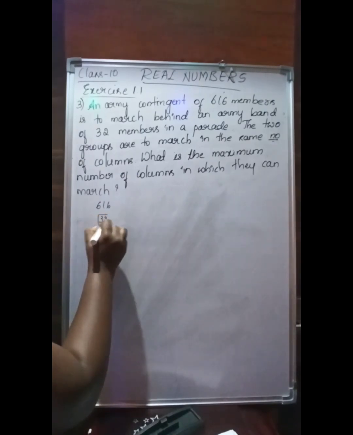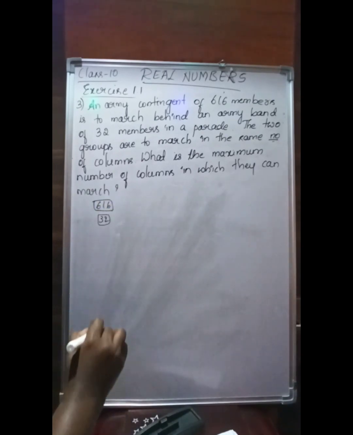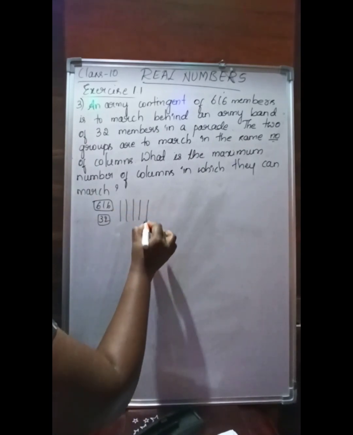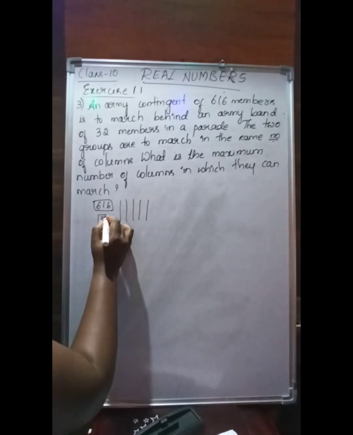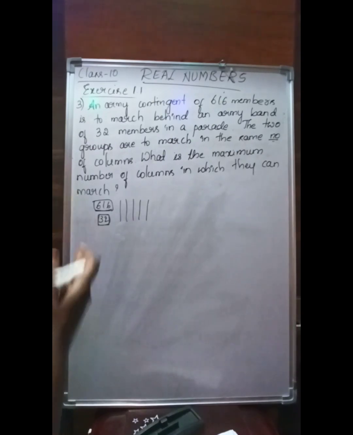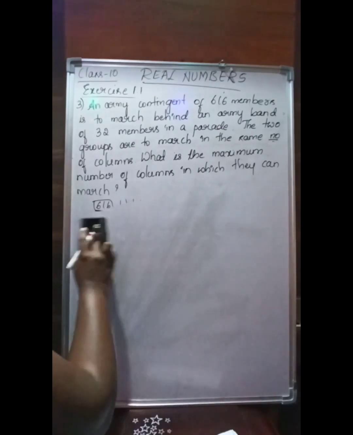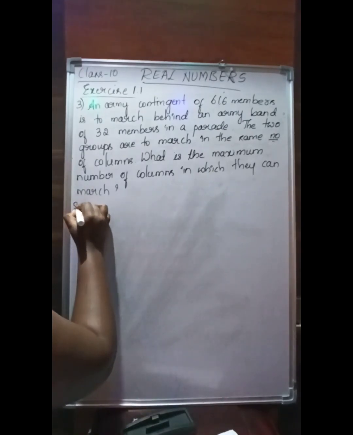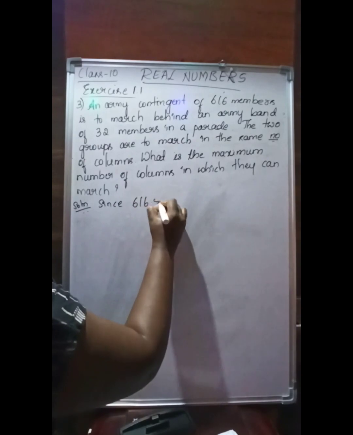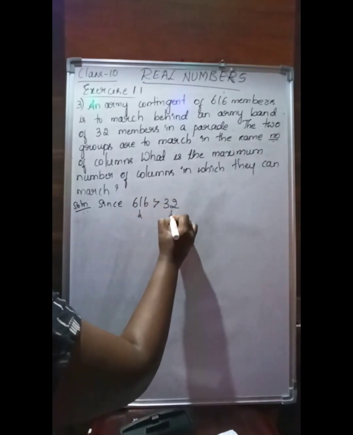Okay, so here we have two groups of 32 and 616 members. So we have to find out how many columns we need. Okay, so these 616 members can march along with 32 members. So we have to find out how many columns are required. For that, find the HCF of these two numbers, you will get the number of columns. So since 616 is greater than 32, consider this as A and this as B.